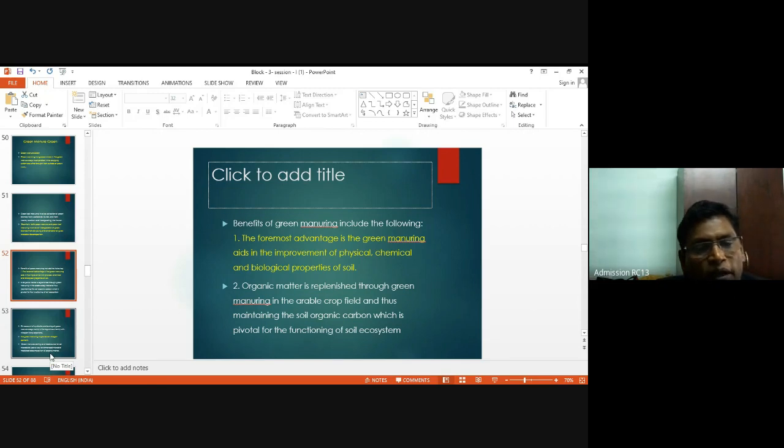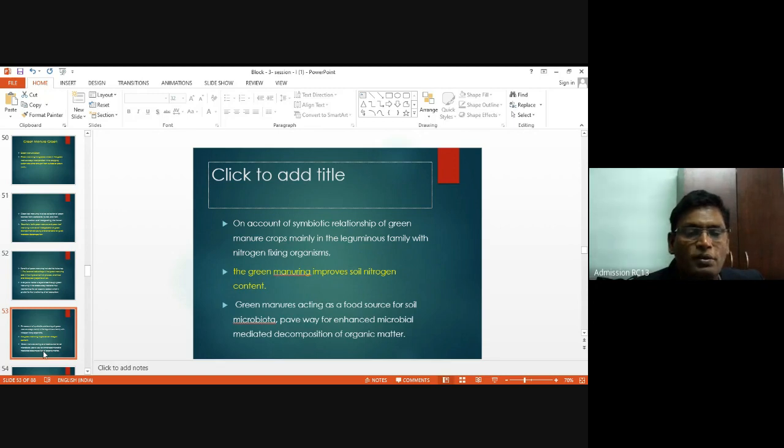The benefits of green manuring include the following. The foremost advantage is that green manuring aids improvement of the physical, chemical, and biological properties of the soil. So it strengthens the soil properties in all these ways. And organic matter is replenished through the green manure in the arable crop field, thus maintaining the soil organic carbon, which is pivotal for the functioning of the soil ecosystem. So when applying green manure, we understood that there is an improvement in the physical structure, chemical nature, and biological property of the soil.